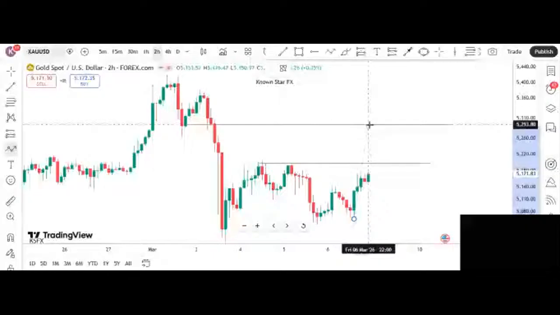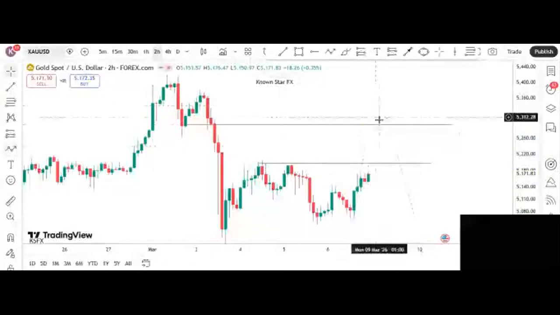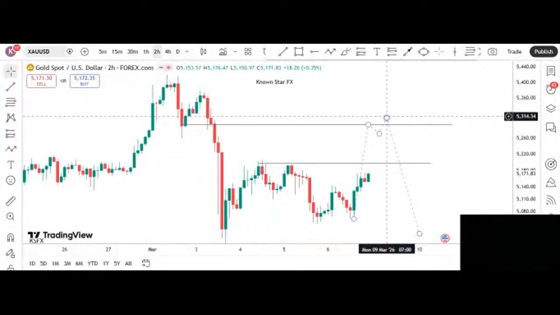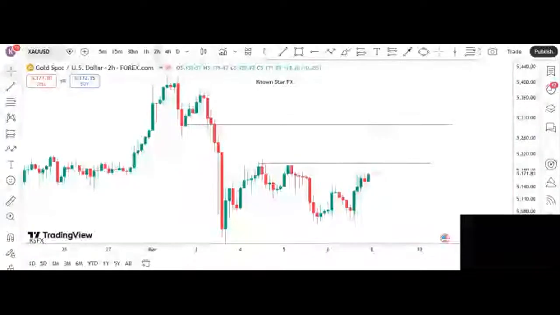and comes back to retest this level, create a bit of consolidation or do something like this, then what? Then sell. This is very, very realistic and it is very, very possible for us to see a move like this on XAUSD.